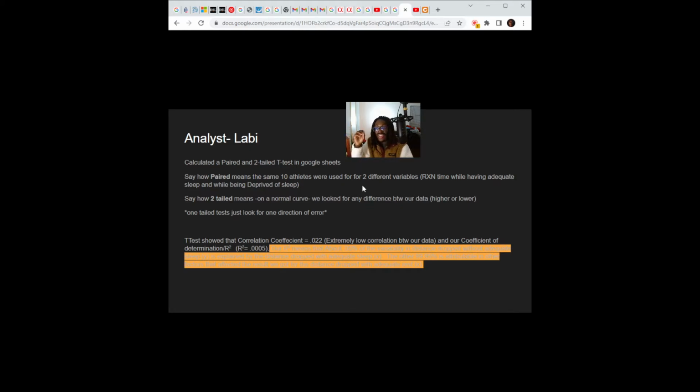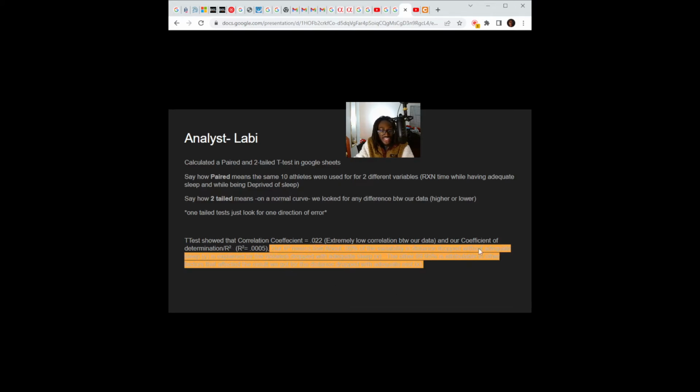That's still a one-tailed test. We did two tails. We looked at both tails to see if there was a difference, regardless if the difference was higher or lower. Another thing I want you to say is that from the t-test, we got the correlation coefficient, which is still this 0.002, which I want you to say showed an extremely low correlation between our data. And then another thing that we got from the t-test was the coefficient of determination, or r squared, same thing, and this is the number we got from that.